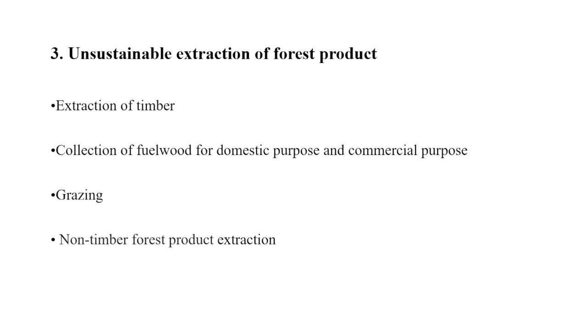The unsustainable extraction of forest products, such as extraction of timber and over-harvesting trees for wood, can lead to deforestation. Collection of fuel wood, harvesting of wood for domestic and commercial use, depletes the forest resources. Livestock grazing in the forest can damage the vegetation and the soil. Non-timber forest product extraction, excessive collection of products like fruits, nuts and medicinal plants, disrupts the forest ecosystem. These practices, when not managed sustainably, contribute to significant forest area reduction and ecological imbalance.